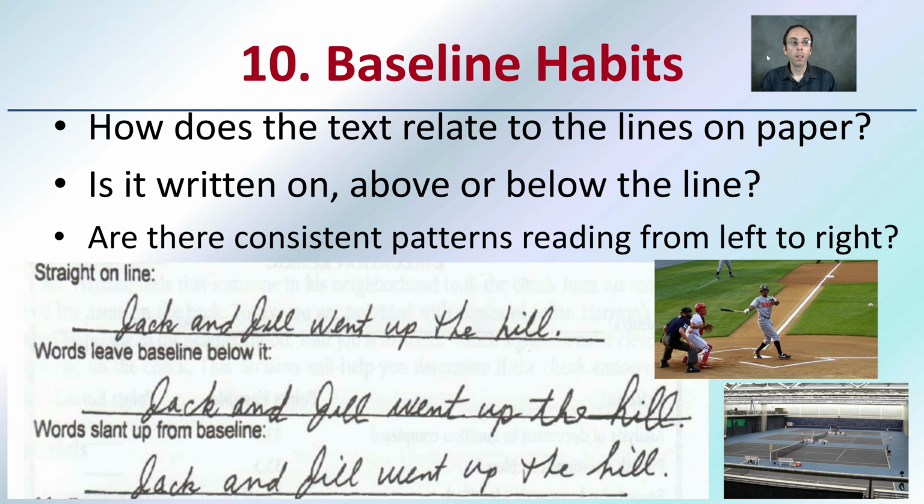Baseline habits. So how does the text relate to the lines on the paper it's written on? Is it above or below the line? Are there consistent patterns? Are they very keen about staying on the line and having, for example, the P drop below? Are they having some that travel below? Are they having some that drift above? All these baseline habits are often consistent that you may see.